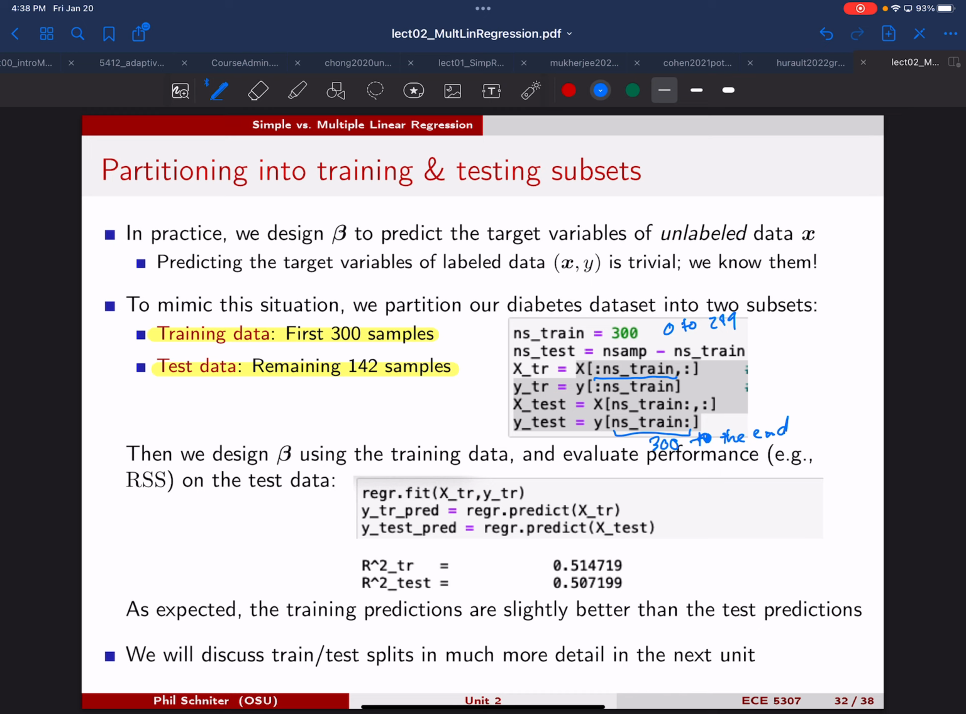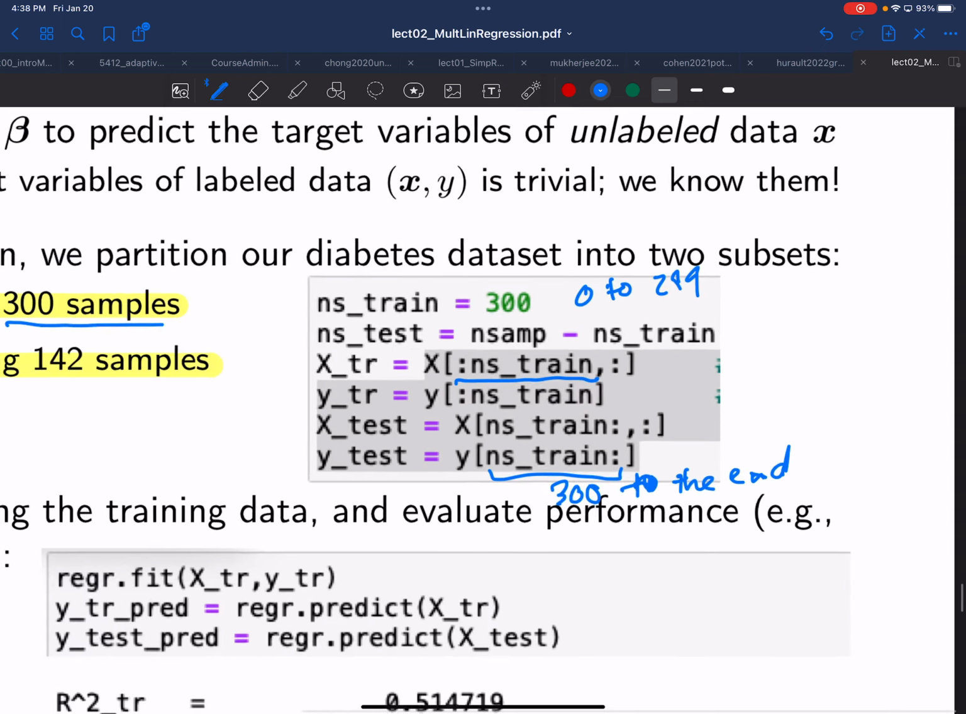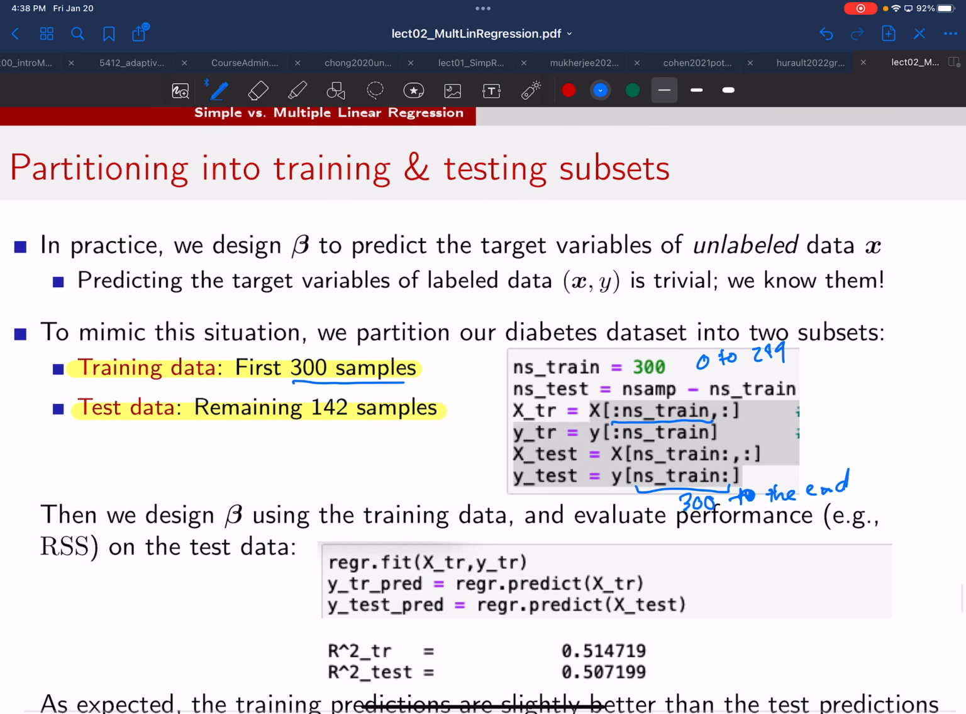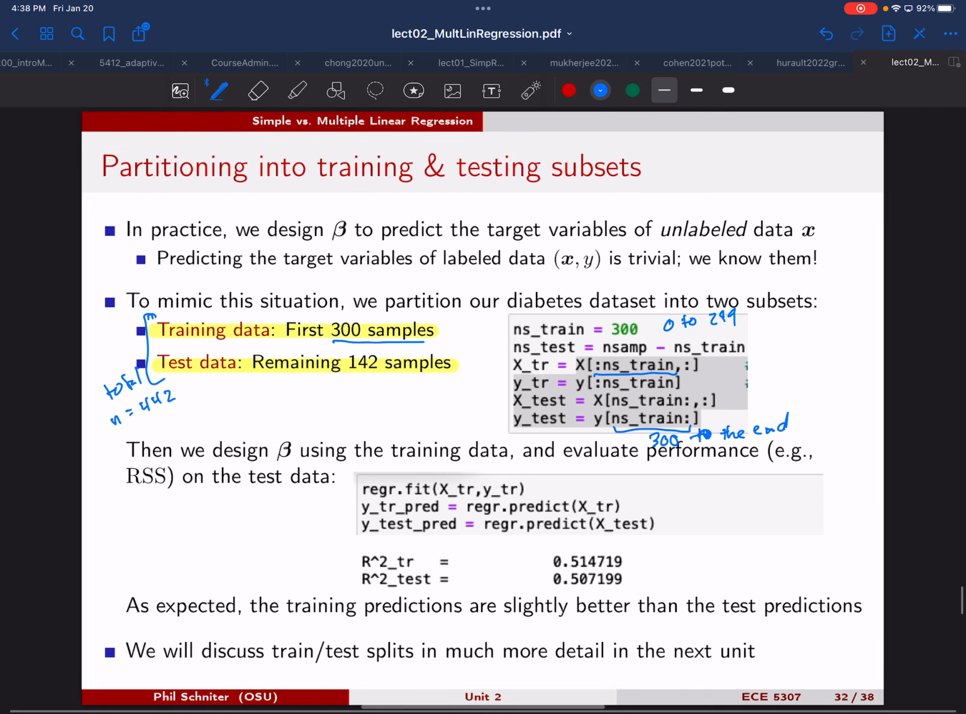I guess maybe where I'm confused is because you say at the top statement that N train is 300. So where did you get the 442? Oh, the total is 442. We just saw that earlier. Okay. So total N is 442 in this data set. Does that clarify? Okay, great. All right, any other questions on anything here?